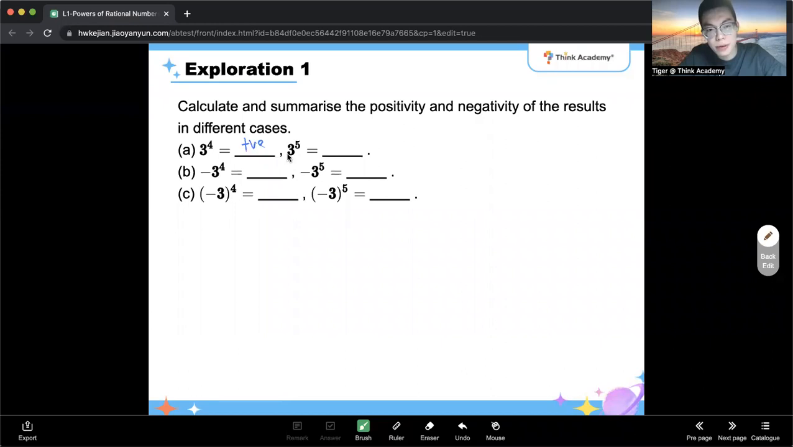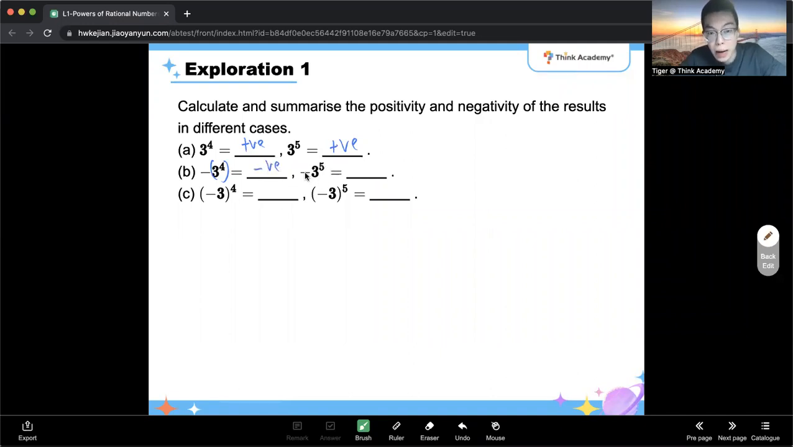And what about the second one, 3 to the power of 5? Is it positive again or is it negative this time? Yes, very good. It's going to be positive again. Brilliant. Now moving on to the second one. If I have -3 to the power 4, is it going to be positive or is it going to be negative? Yep. It's going to be negative because it doesn't have parentheses around it, right? Which means that I'm calculating 3 to the power 4 first and then putting a negative sign in front of it. So it's going to be negative.